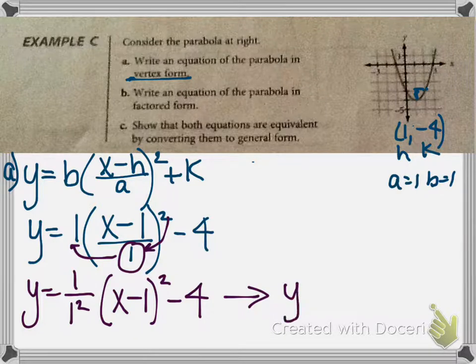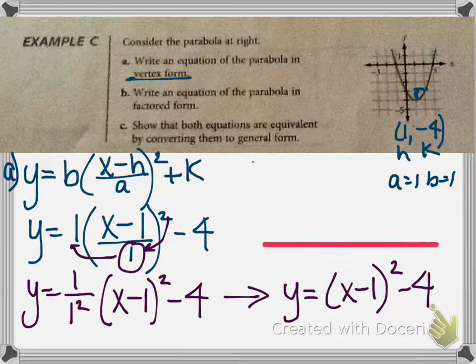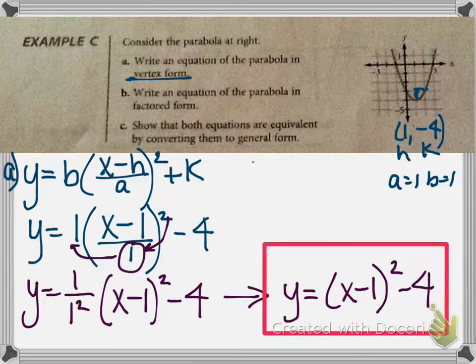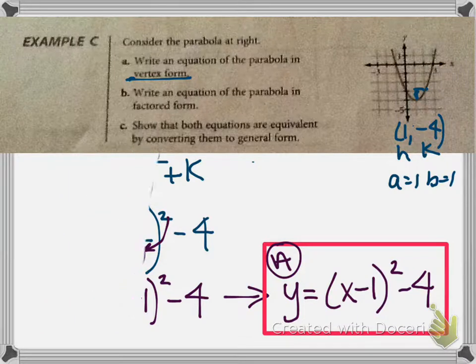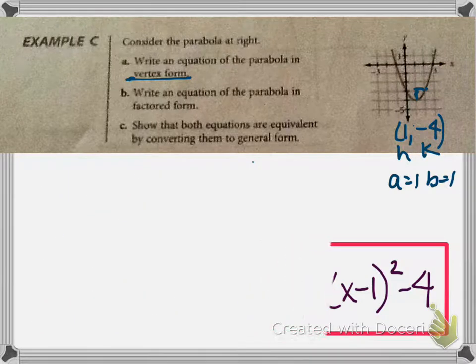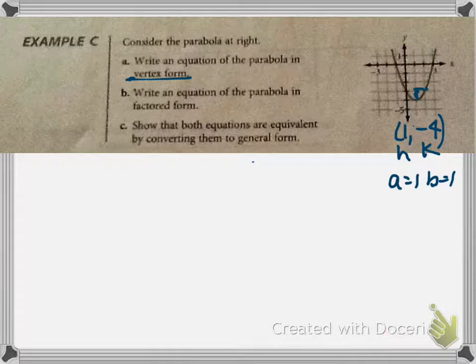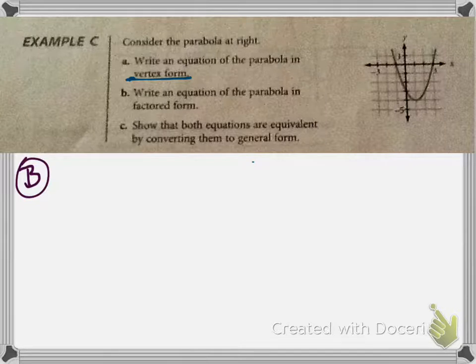So I simply get y equals (x minus 1) squared minus 4. And that is the answer for A. That is vertex form. Okay, let's look at B. I'm going to erase this, so pause or rewind as needed, because I need to use this graph again. So, looking at B now, write the equation in factored form.